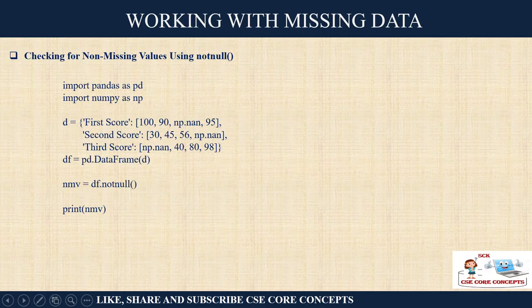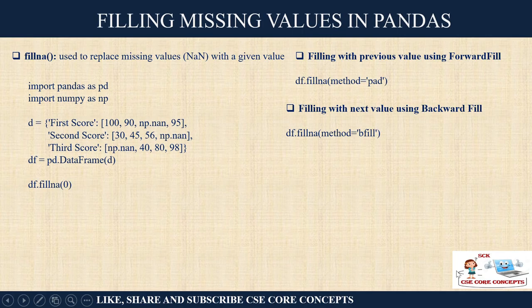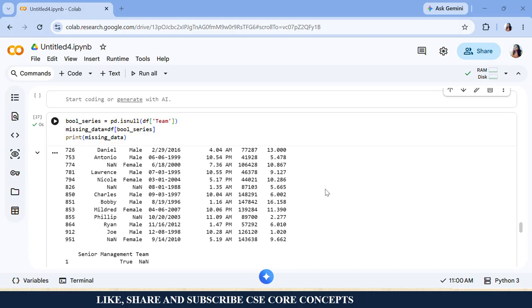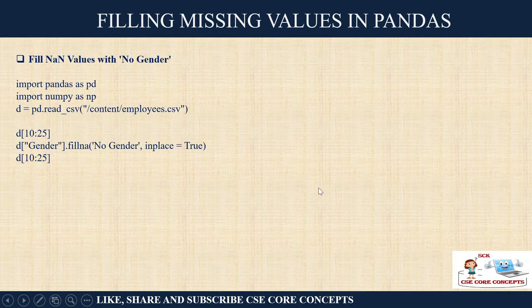Similarly, for checking non-missing values, those which are not missing, you can use the function notnull. Then fillna. Fillna means if you want to fill that data. Wherever there is NA, if you want to fill it, how are you going to fill it? Using the function fillna. You can fill the NaN values with, say, no gender. Wherever there is no gender, you can fill it with those values.